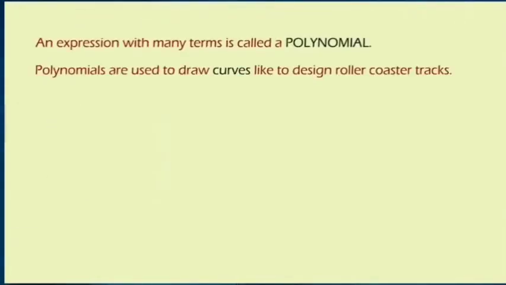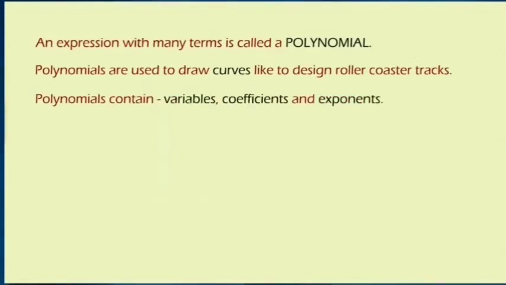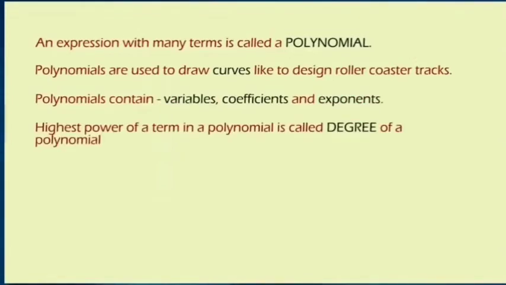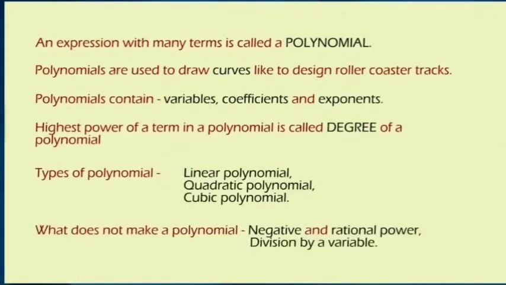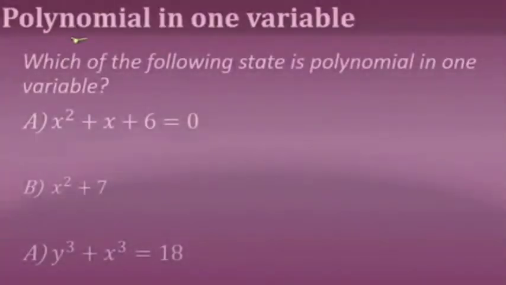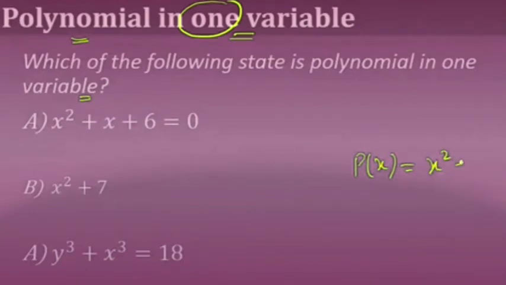Now see what the things are. An expression with many terms is called a polynomial. Read it properly. All the description I have told you, whatever the things about the introduction of polynomial, is written here. Now polynomial in 1 variable. How will we determine a polynomial in 1 variable? Which of the following is a polynomial in 1 variable? 1 variable means only one variable is there.